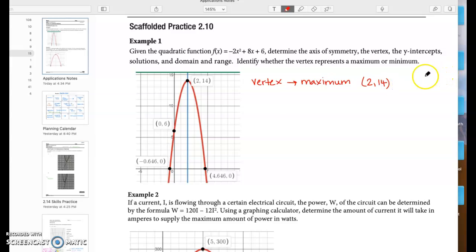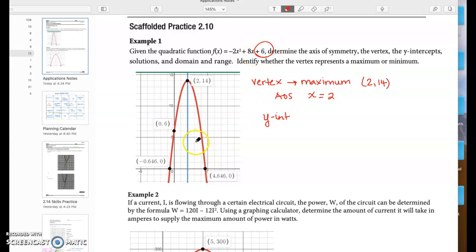(2, 14). The axis of symmetry is the imaginary line that runs straight through. So it's that blue line that they have marked there on that graph. So we write that as the equation of a vertical line. On that line, x is always equal to 2. The y-intercept of the graph is the c value of the equation. So it should be at 6.